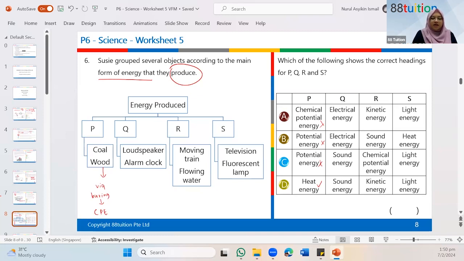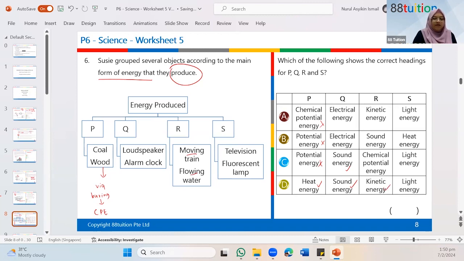Okay, so let's take a look at Q. Loudspeaker, alarm clock. These objects, loudspeaker, alarm clock, what kind of energy will they produce? They are very noisy kind of devices, right? So they will produce sound energy. Moving train, flowing water. These are moving things over here. You got the word moving there some more. Okay, so definitely the energy that they will produce is kinetic.